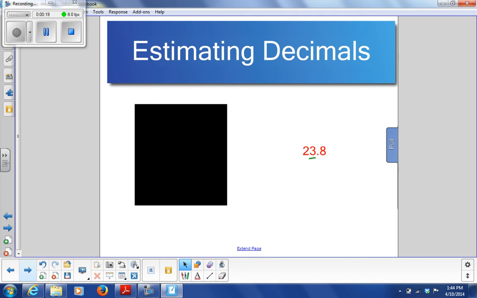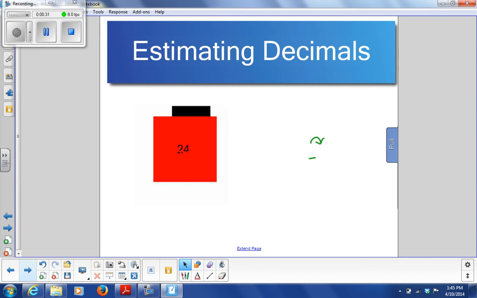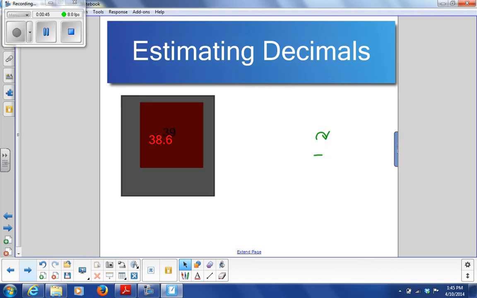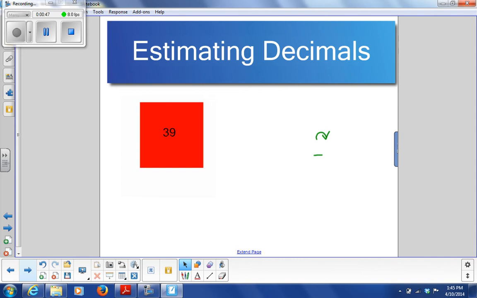So we're going to underline the 3, go next door to the 8. Okay, 8 is higher than 5, so what would we do to the 3? We should make it 24. Good. Okay. Next one, 38.6. Underline the 8, go next door. 6 is higher than 5, so what do I do? Okay, if you guessed 39, you were correct.